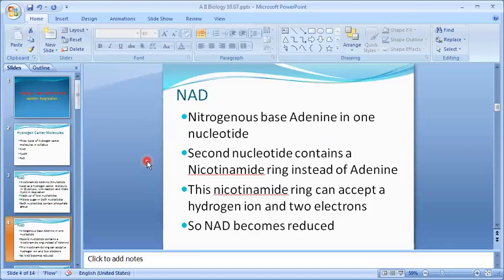Nicotinamide adenine dinucleotide. Dinucleotide means it consists of two nucleotides, and obviously as both nucleotides have the ribose sugar and phosphate groups attached, there is no need to mention it in the name.